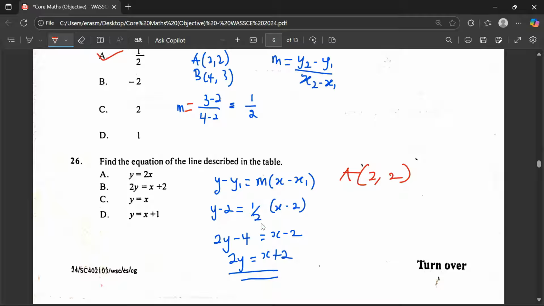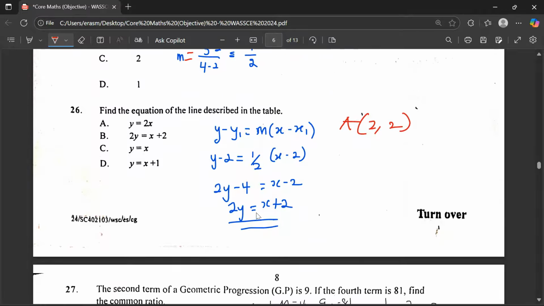Now we are going to multiply this equation by 2. We have 2y minus 4 equal to x minus 2, right? Now, trying to make y the subject, we have 2y equals x plus 2. No need to divide again as the answer is already here. So option B is the right answer.